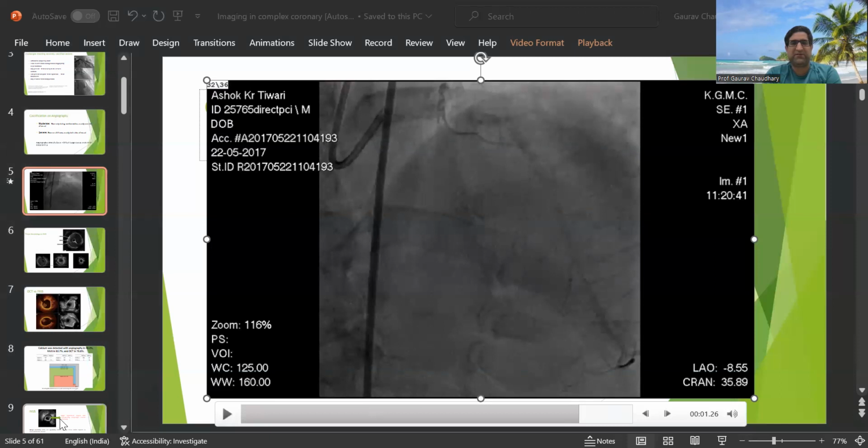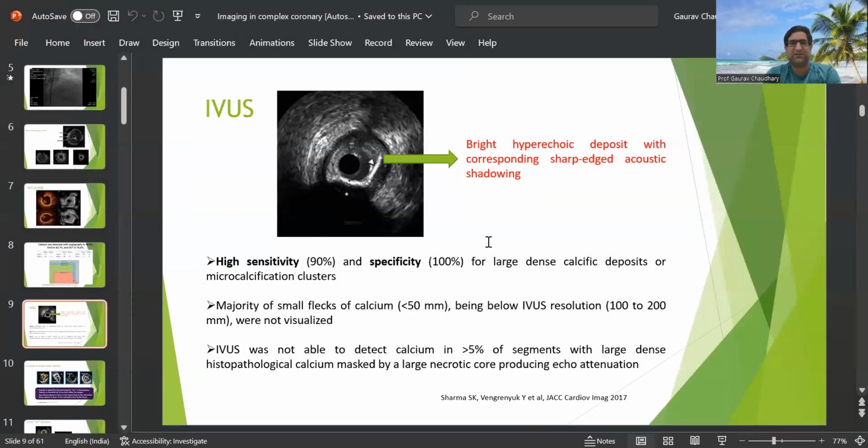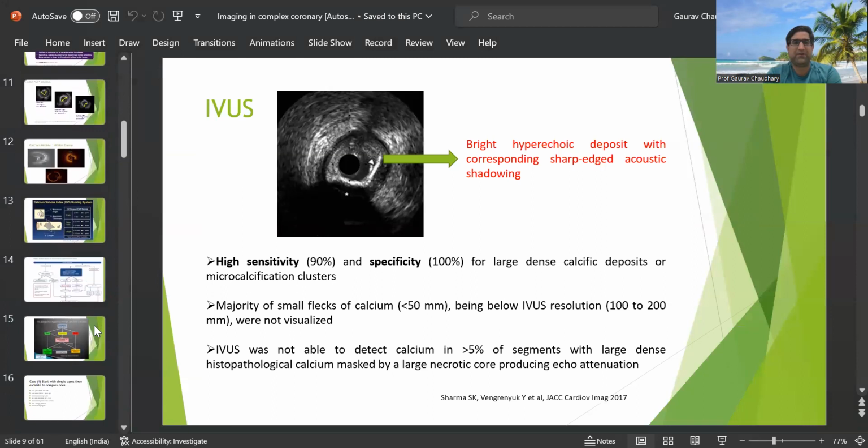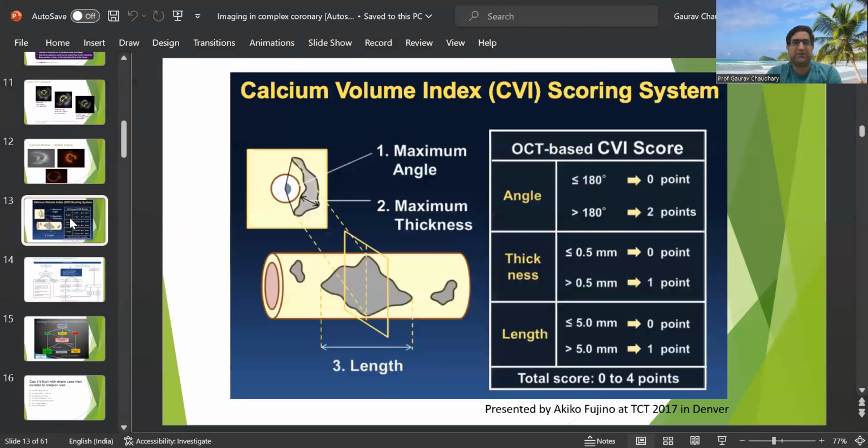And in IVUS, I will reiterate that this is how calcium looks. It is a bright hyperechoic deposit with corresponding sharp edges and post acoustic shadowing. That means the inner brighter structure is calcium, and behind this, the sound waves are not going through. So it is a signal attenuation, and this is also called post acoustic shadowing. And this is about the algorithm that I will be discussing.